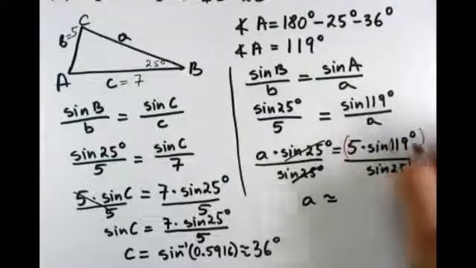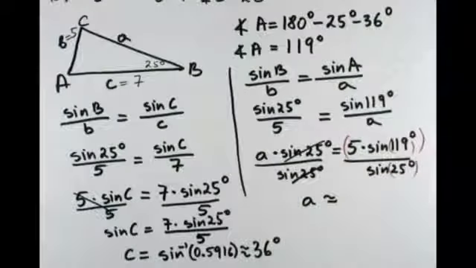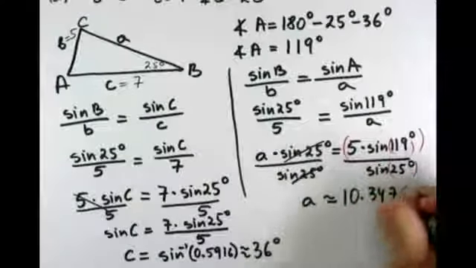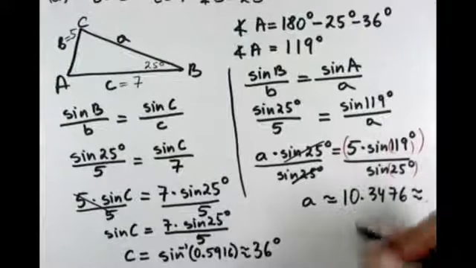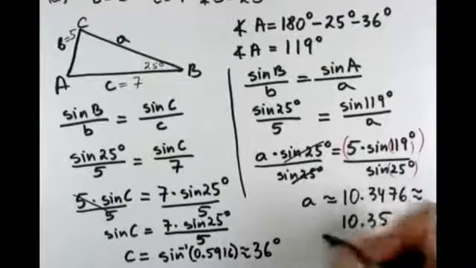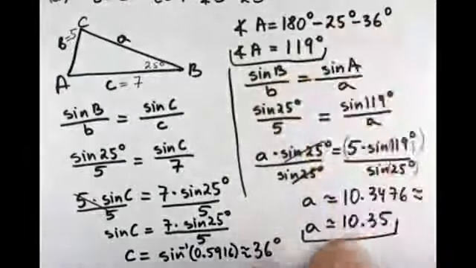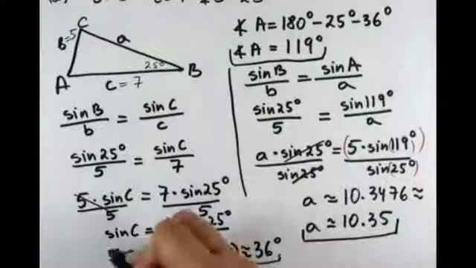You do need to put the brackets. So when we punch this on the calculator, 5 times sine 119 divided by sine 25 gives me 10.347, 10.3476, so this is approximately 10.35, so that's my A. Should be angle C.